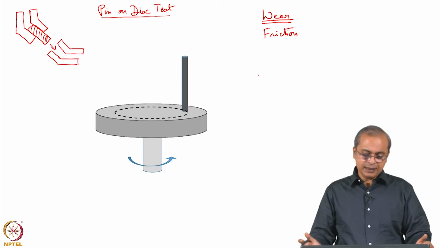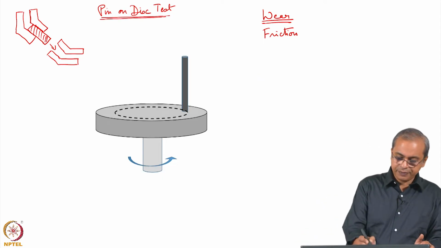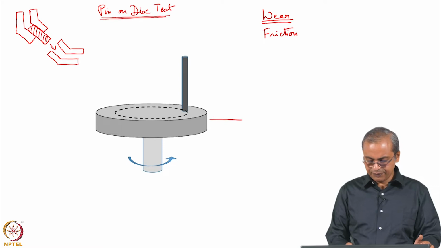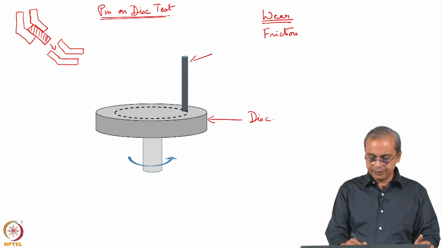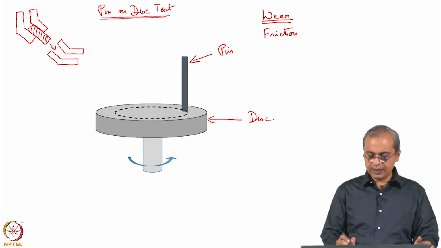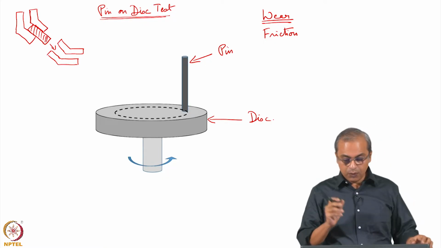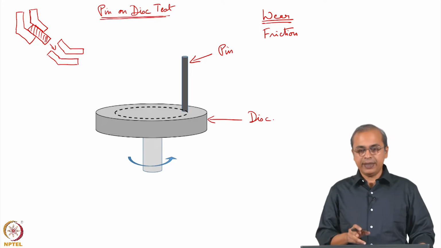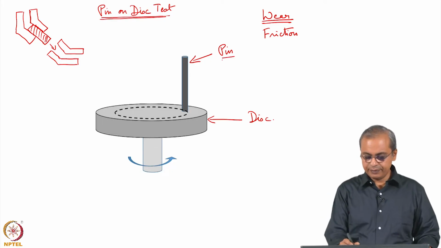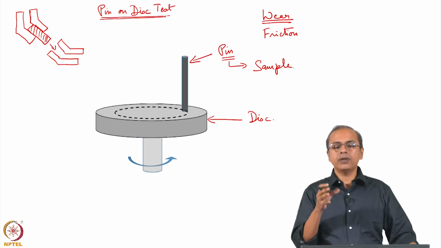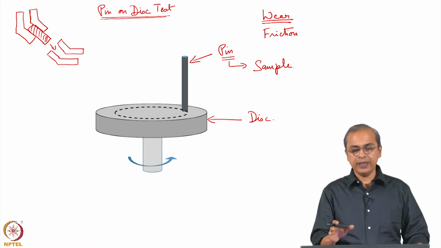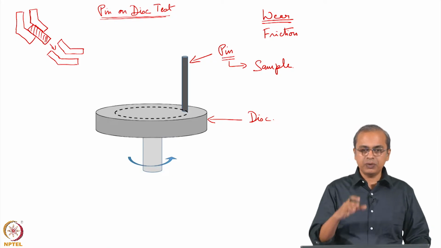So, the pin on disc test is meant for wear properties. It consists of a disc which you see here and a pin, and hence the name pin on disc. Now, the sample that we wish to test is the pin. So, whatever material you want to test for wear properties, you convert it to the shape of a pin.